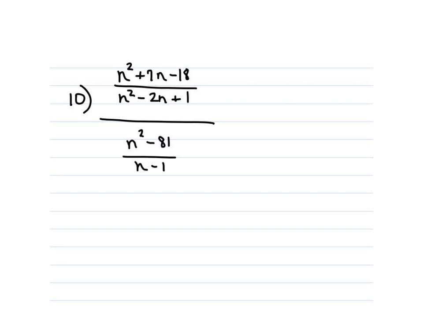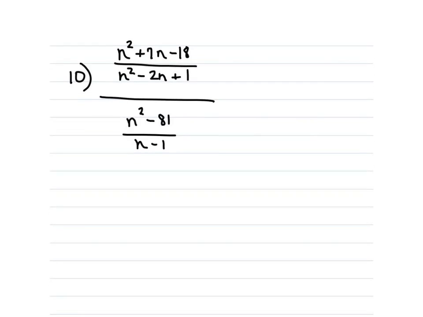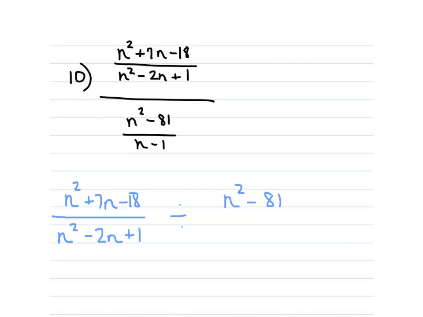Okay, so let me first write it out. I have n squared plus 7n minus 18 over n squared minus 2n plus 1 divided by n squared minus 81 over n minus 1. So I guess the first thing I need to do is I need to rewrite all of these in factored form. So let's factor this.